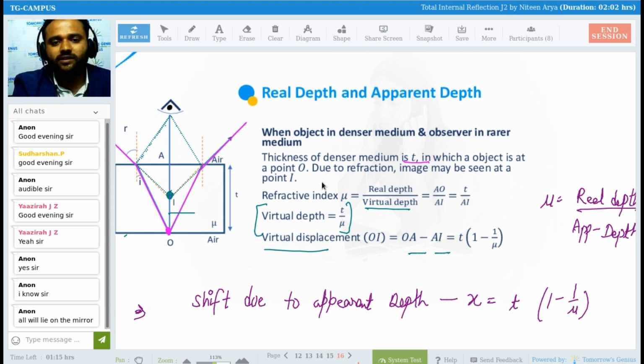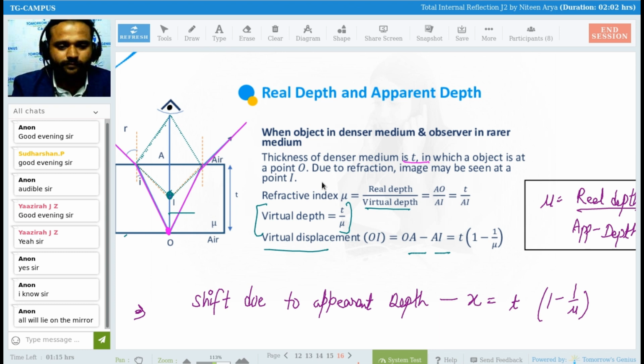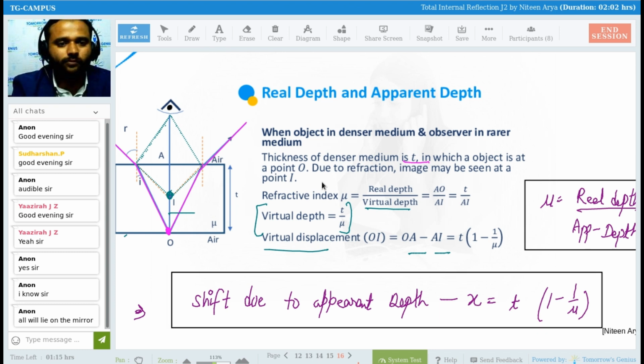Clear, beta? So both of these are important, this particular formula and this particular formula, both. Important. Clear, everyone?